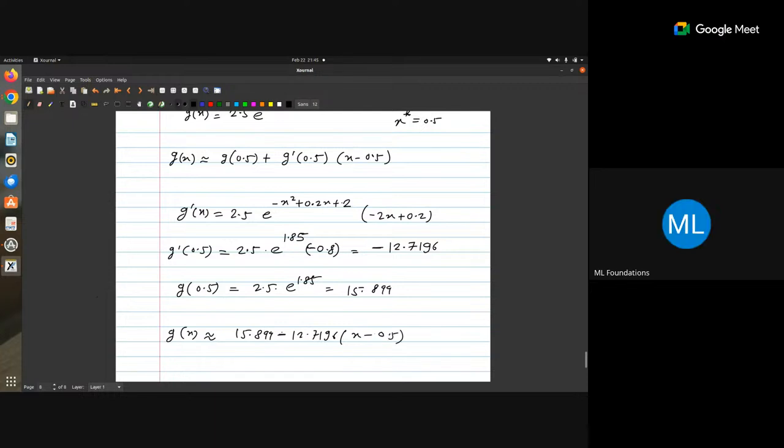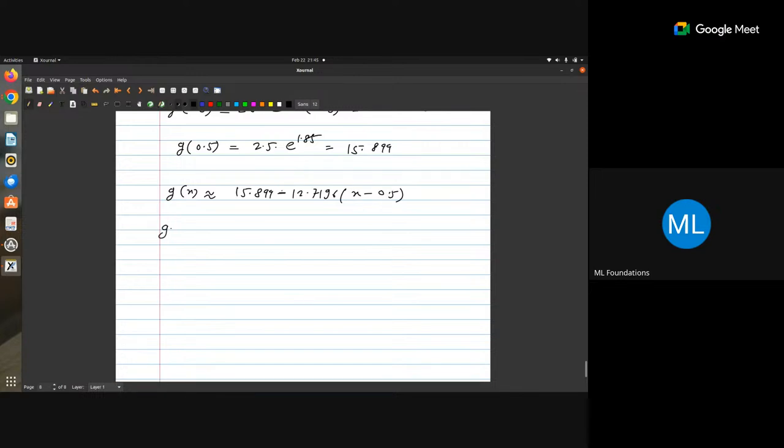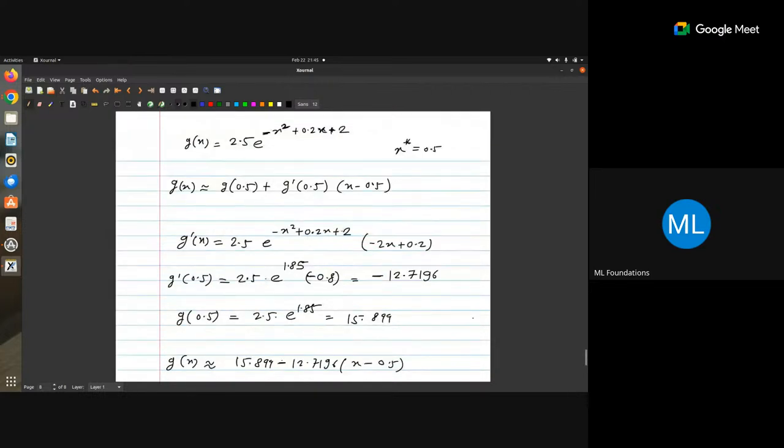Minus 12.796 into x minus 0.5. And now I think they asked us to find g of 1.5. So instead of this x, I have to put 1.5. I'll just write down 15.899 here. It's 1.5 minus 12.7. So we subtract actually. We get 1.5 minus 0.5 is equal to 1. We got it. Yeah, so whatever the answer is, this is the procedure you have to solve, right?